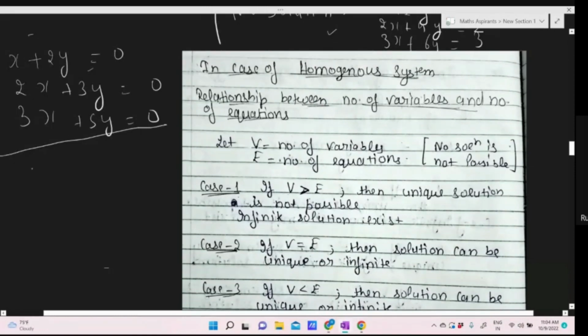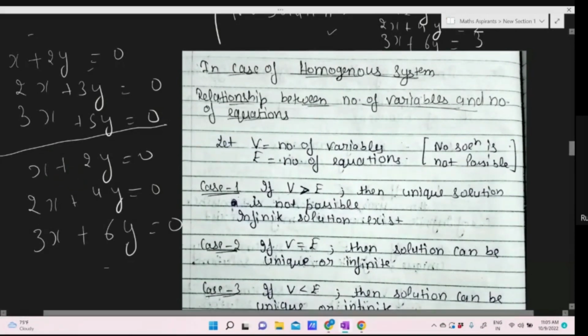And for the infinite case, let us take an example: x plus 2y equals 0, 2x plus 4y equals 0, and the third equation is 3x plus 6y equals 0. Here the rank of the matrix will become 1, which is less than the number of variables. Therefore, we will get an infinite solution.